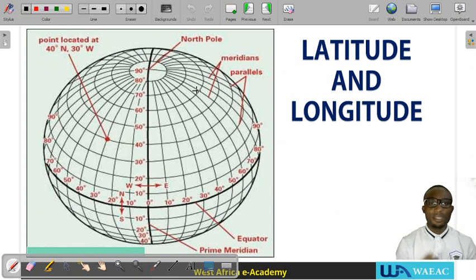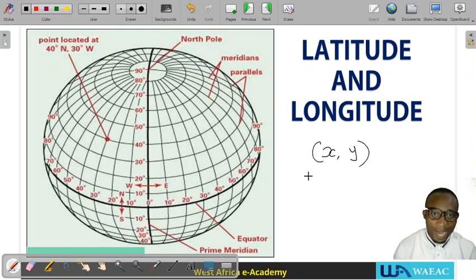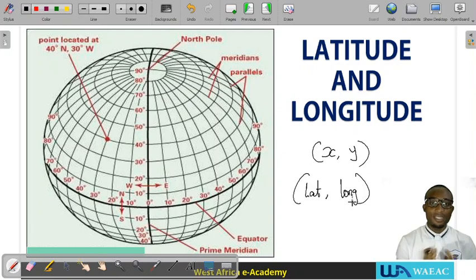So, what is latitude and longitude? Latitude and longitude are coordinates, just like in our geometric coordinates. We have x, y. It's just the way we have our x, comma y in our geometry. Here we have our lat, comma our long. That is latitude and longitude.